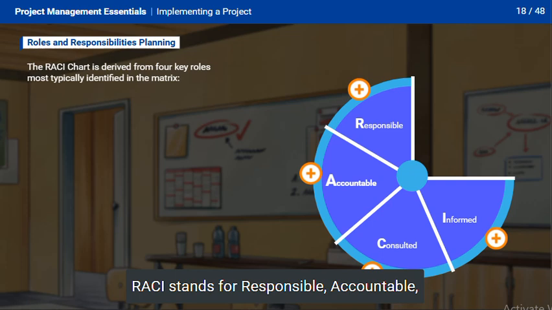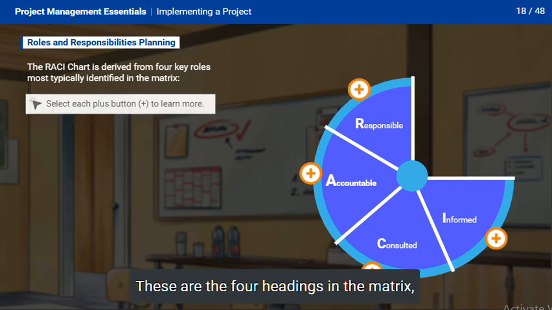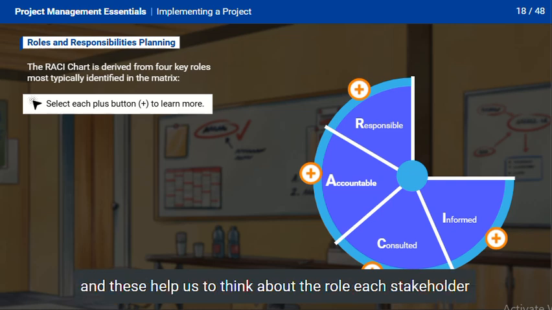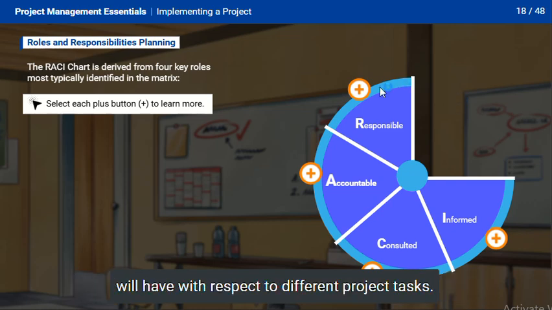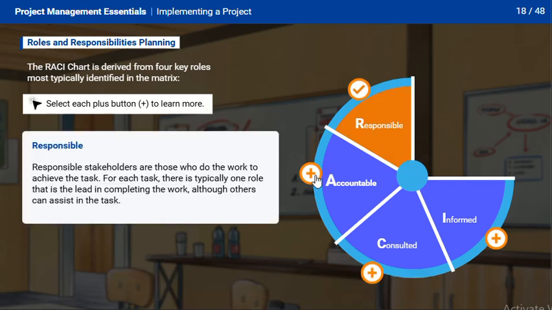RACI stands for Responsible, Accountable, Consulted, and Informed. These are the 4 headings in the matrix, and these help us to think about the role each stakeholder will have with respect to different project tasks. Responsible stakeholders.